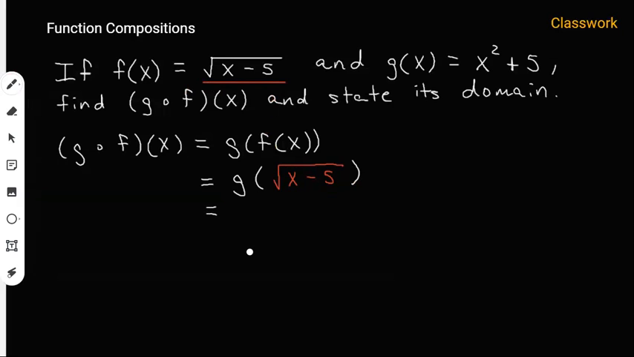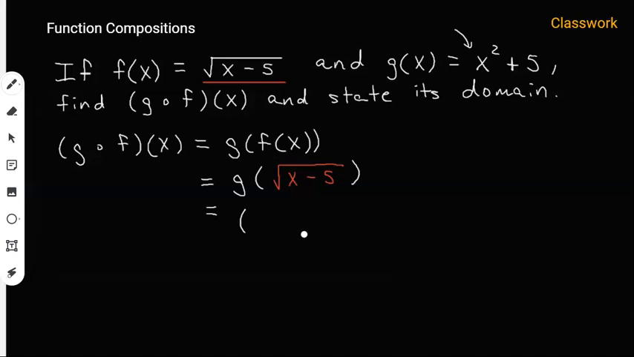What this means is I'm taking the function g of x now, and I'm evaluating it at the square root of x minus 5. Basically that means everywhere you see an x in g, I'm going to replace that x with the square root of x minus 5. So way up here in the function g of x, this x has to be replaced with the square root of x minus 5. I'm taking the whole function f of x and placing it inside of g of x.